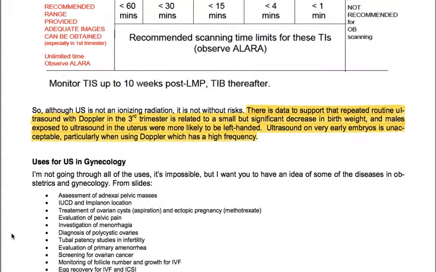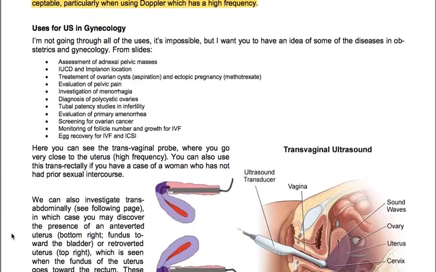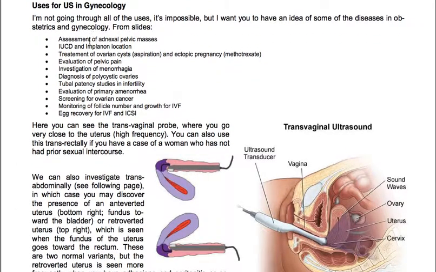So, gynecology. We can use ultrasound for many things: assessment of adnexal pelvic masses, IUCD and Implanon location, treatment of ovarian cysts and ectopic pregnancy, evaluation of pelvic pain, investigation of menorrhagia, diagnosis of polycystic ovaries, tubal patency studies in infertility, evaluation of primary amenorrhea, screening for ovarian cancer, monitoring of follicle number and growth for IVF, and egg recovery for IVF and ICSI.